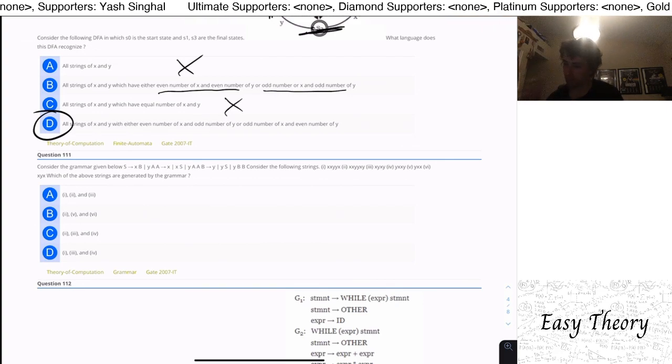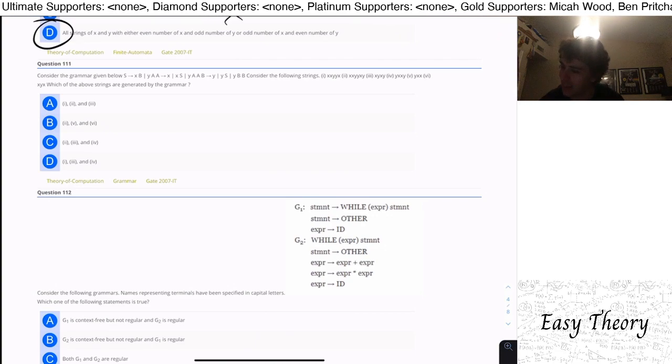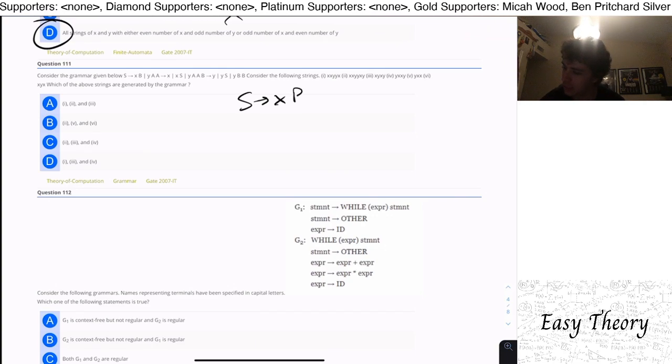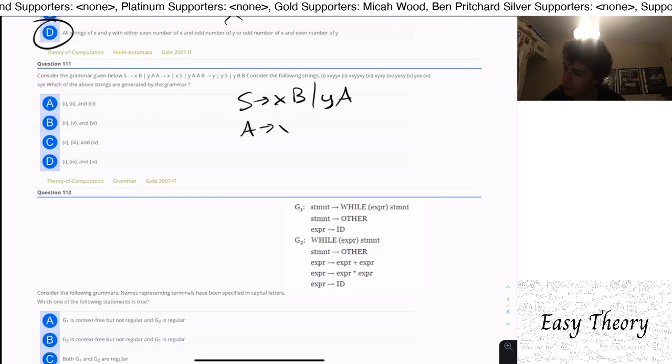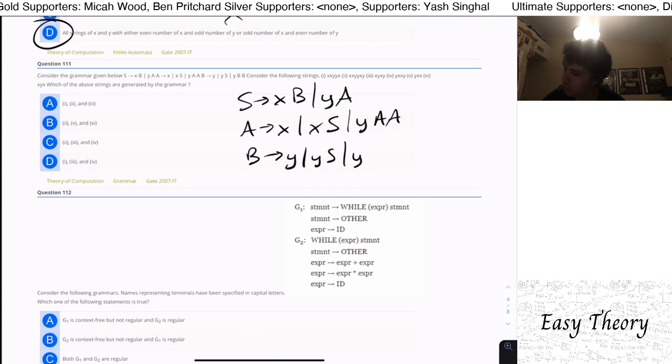Okay, almost halfway. Consider the grammar given below. Which of the strings were generated by it? God, I hate these questions. X goes to XB, or Y, YA. It's hard to parse these too. X or XS, or YA. I think. B goes to Y or YS or YBB.